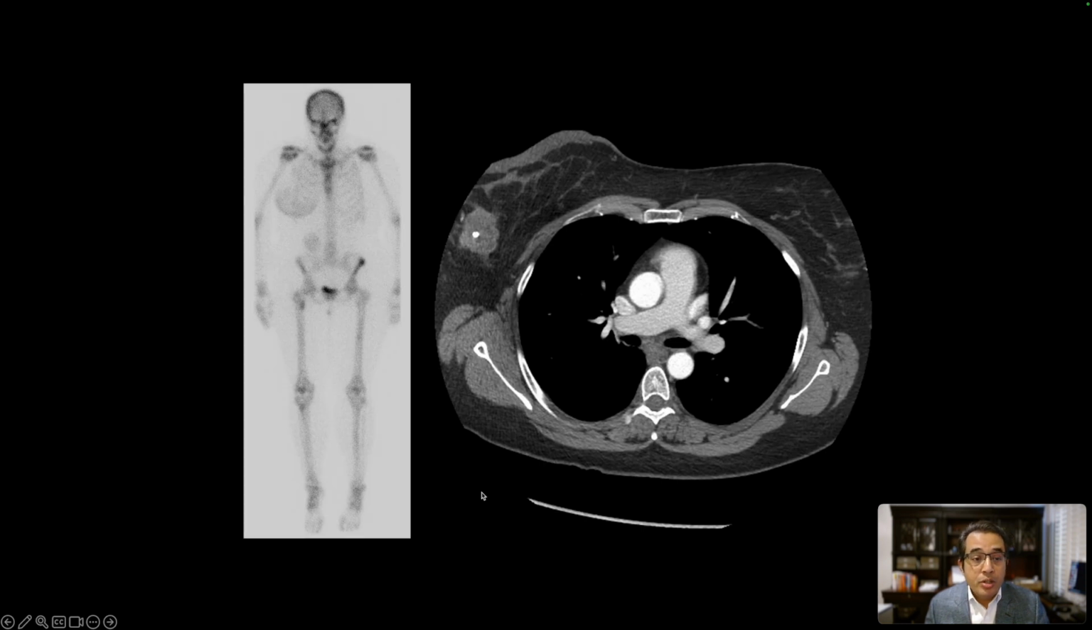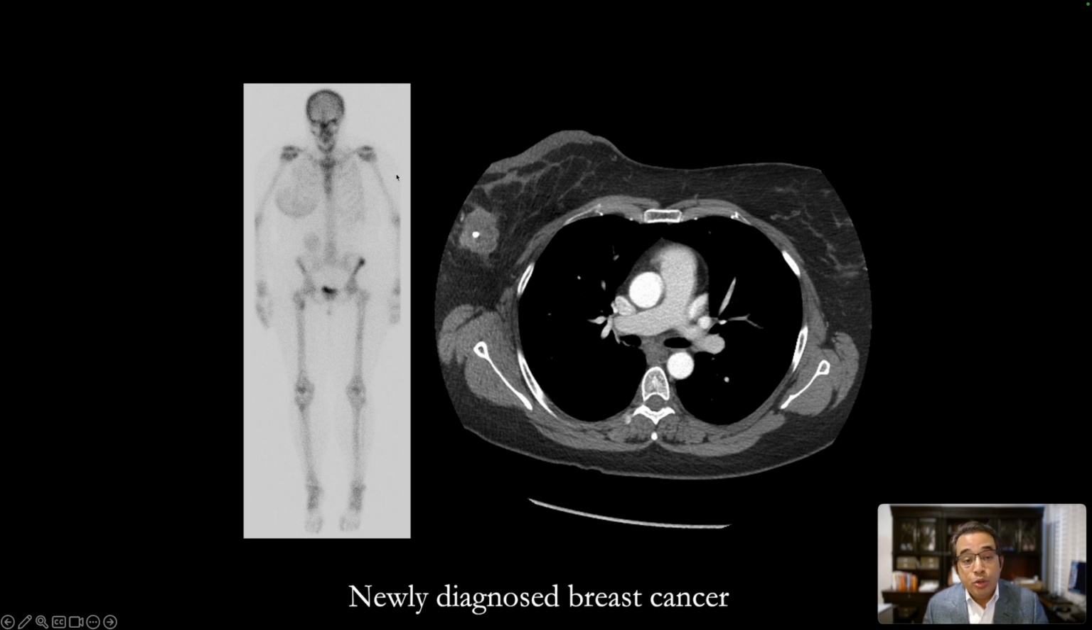Here is our next patient. We are looking at a whole body bone scan in anterior projection and a corresponding CT of the chest with IV contrast. So the CT shows this tumor in the right breast and associated skin thickening. And this is a patient who was newly diagnosed with breast cancer, and the whole body bone scan was performed for staging to look for bone mets from the breast cancer.